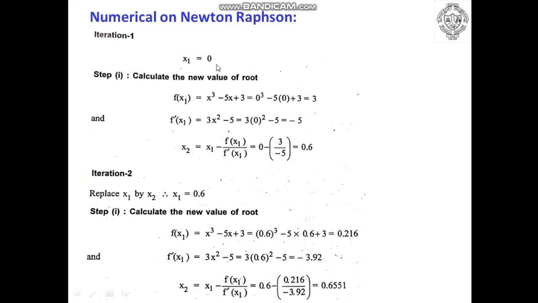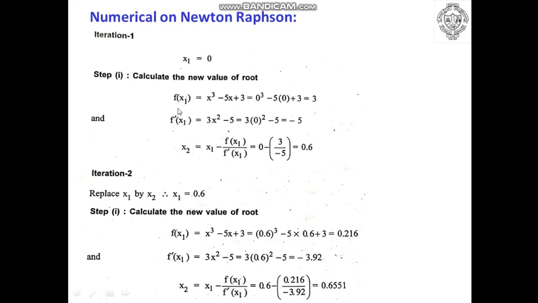x1 will be considered as 0. We will find out the value of new root. So we will find out first f of x1, that is x cube minus 5x plus 3. Instead of x I will put value of x1 here. So 0 cube minus 5 into 0 plus 3. So I will get answer as 3. Again I will find out value of f dash of x1, which is nothing but 3x square minus 5. So I will put value of x as x1, that is 0. So 3 into 0 square minus 5, so answer will be minus 5.